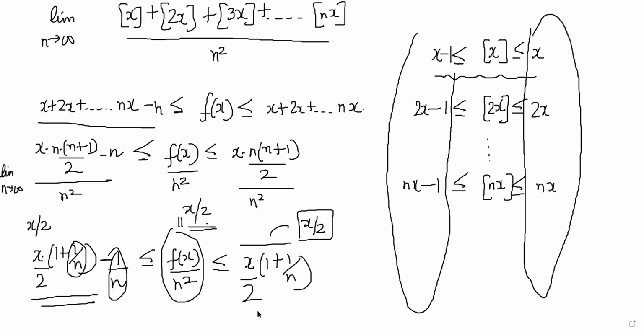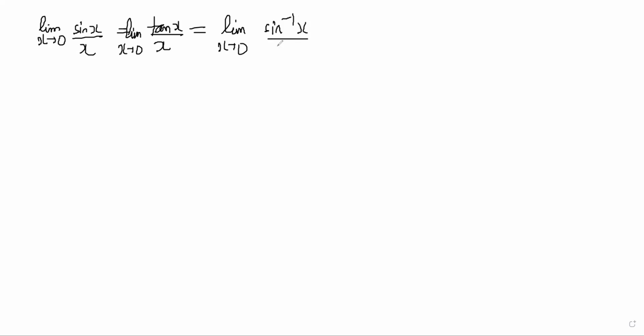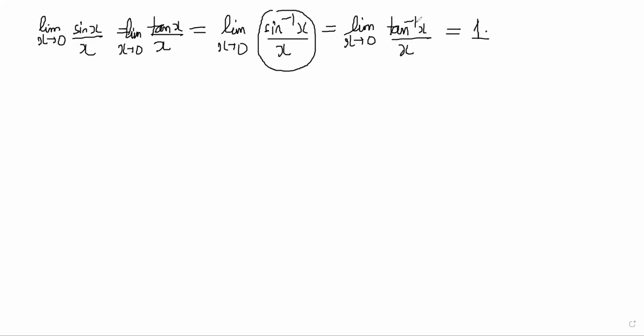Now since we know some standard trigonometric limits, I will just list them down once more. We know that limit x tends to 0, sine x by x is equal to limit x tends to 0, tan x by x, which is also equal to limit x tends to 0, sine inverse x by x, which is equal to limit x tends to 0, tan inverse x by x, and all of them are equal to 1. So we have not yet proved this and this, but again the proof is the same. For sine inverse x, write the expansion of it.